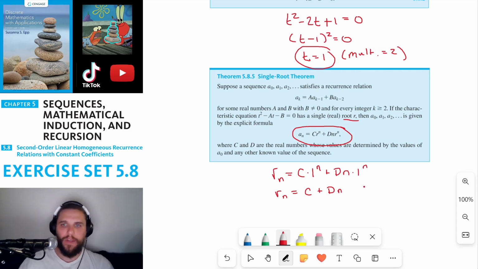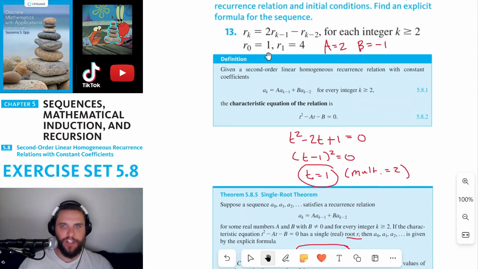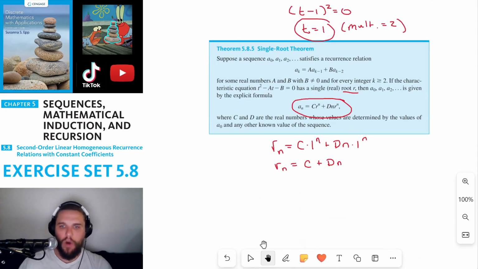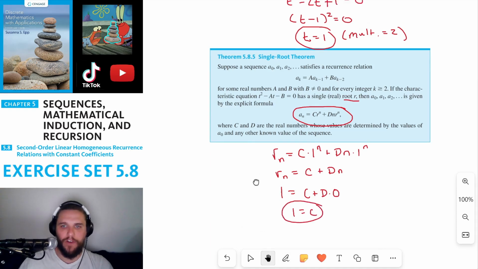Now we need to figure out what c and d are. And to do that, we can use the initial conditions here. We're told that if we plug in n equals 0, we should get 1 as the result. So this means that 1 equals c plus d times 0, which means that 1 equals c. That's an important part of our solution.